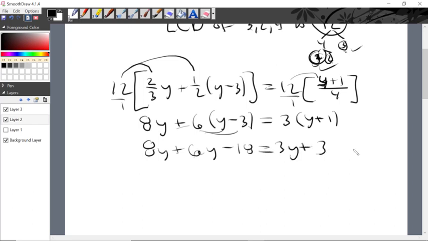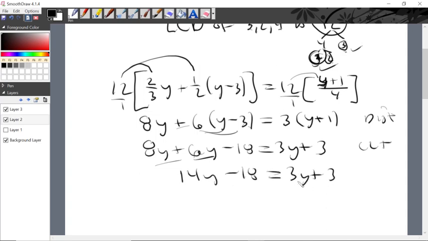Let's combine like terms now. We just did a distribution. Now we're going to combine like terms. 8y and 6y gives us a 14y, and a minus 18 is equal to 3y plus 3. And now we'll do the addition property of equality. We can subtract 3y, or that is add negative 3y to both sides, for instance. We get 11y.